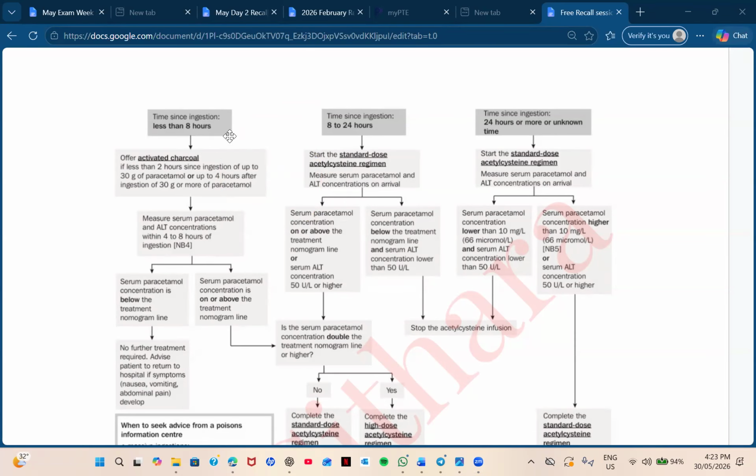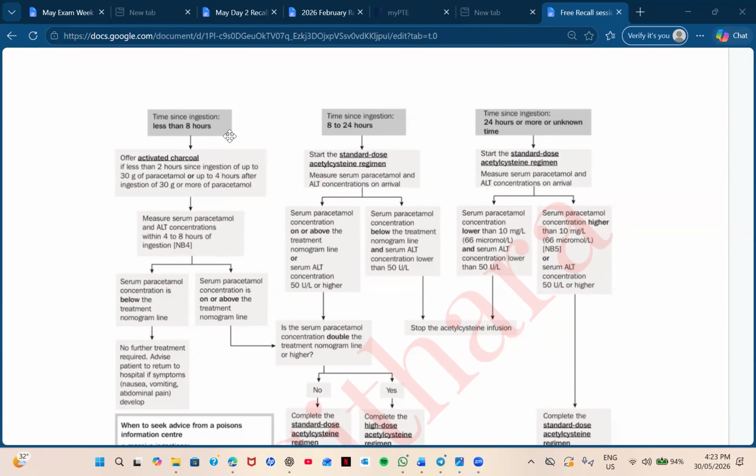So after any high dose or standard dose, what should you do? Two hours before completing the 12-hour acetylcysteine regime, check the serum ALT concentration again, and the serum paracetamol concentration. Then an extended acetylcysteine regime is required if the serum ALT concentration is higher than 50, or the ALT concentration has increased in a patient who had a baseline serum ALT concentration higher than 50, or serum paracetamol concentration is higher than 10. But they mainly ask whether to go with measuring the paracetamol level or start treatment. That is the main point they are asking.